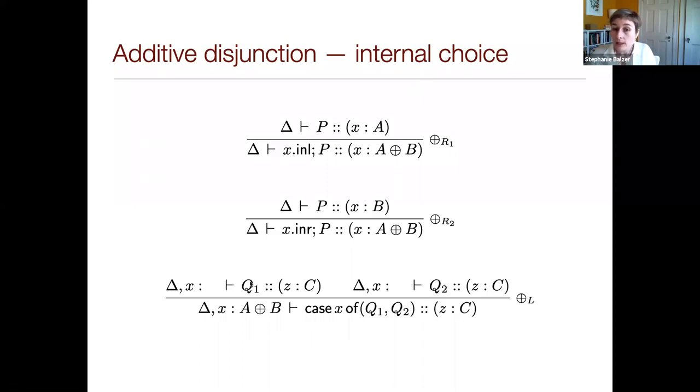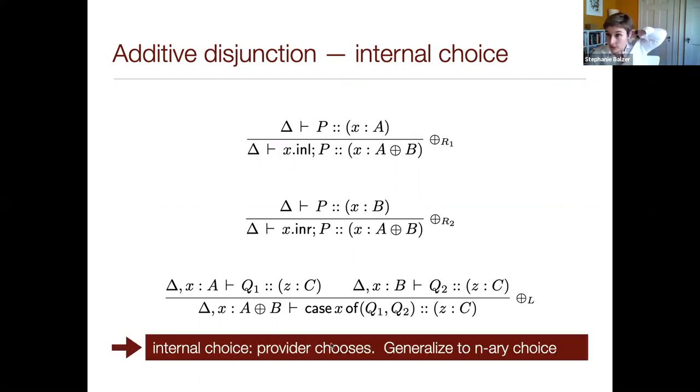If the provider sends us the inleft message, we know that the channel X will be of type A, and we continue with the branch Q1. Otherwise, we know that X will be of type B, and we continue with the branch Q2. All right, just to drive that message home, the internal choice gives the choice to the provider, whereas the external choice gives the choice to the client. Here I've shown binary choices, but we can easily generalize that to n-ary choice.